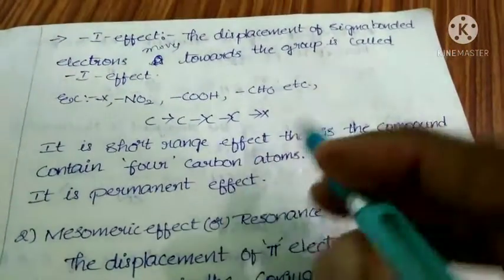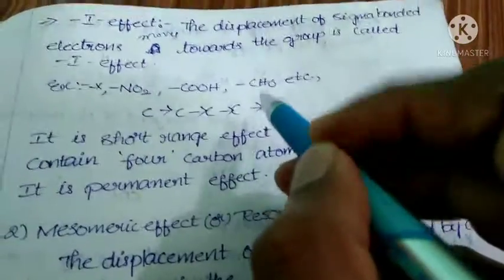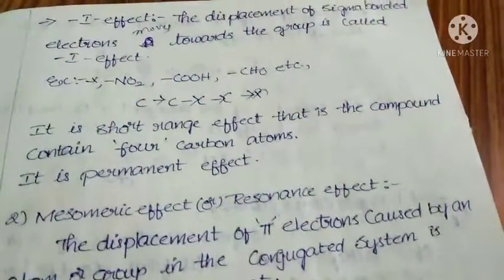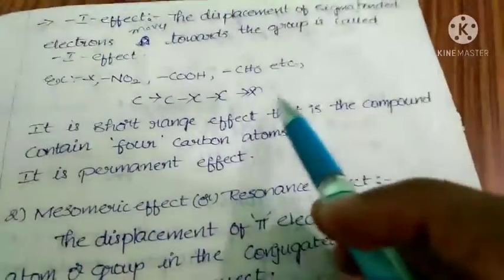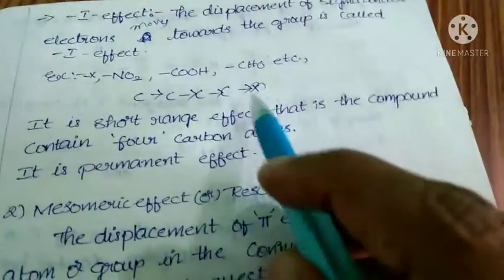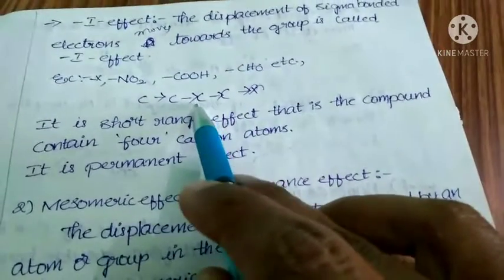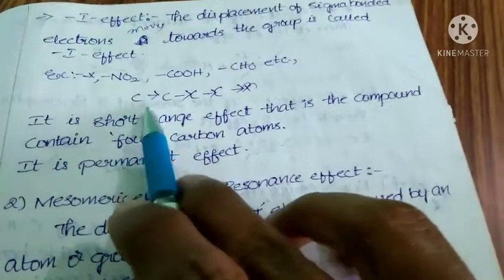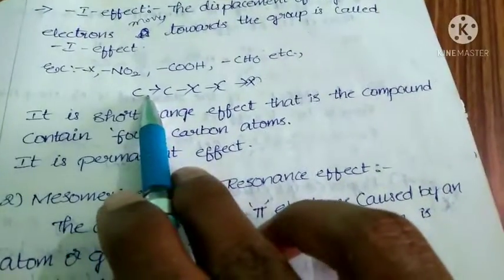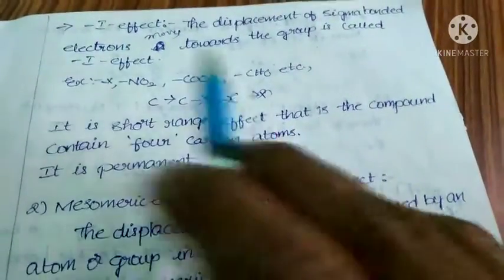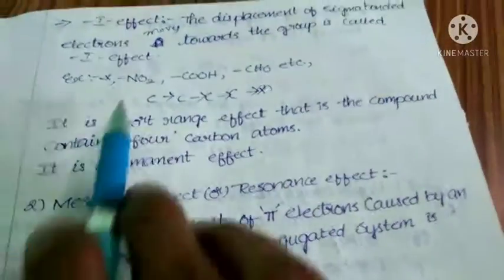See, this is the example. Suppose halogen is present, halogen acts as an electron withdrawing group. Fluorine, chlorine, bromine, these are halogens, and they have more electronegativity compared to carbon. So they gain electrons from carbon. Then this carbon gains electrons from the next carbon, and so on. Like that, these electrons move towards the halogen. That effect is called minus I effect. Why is it called minus I effect? Because throughout the chain, electron density decreases.